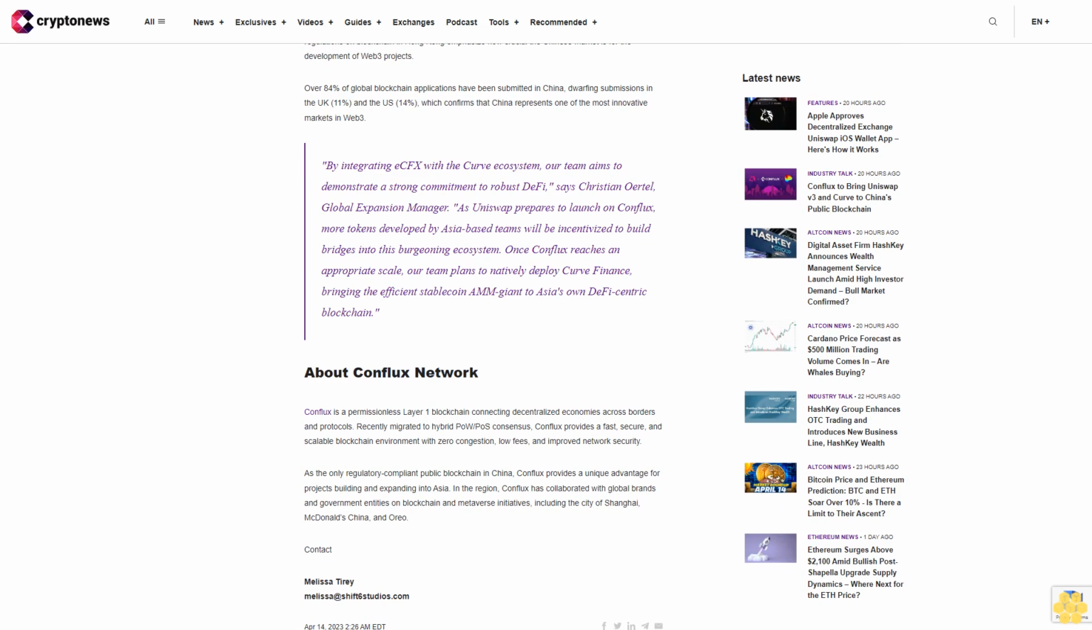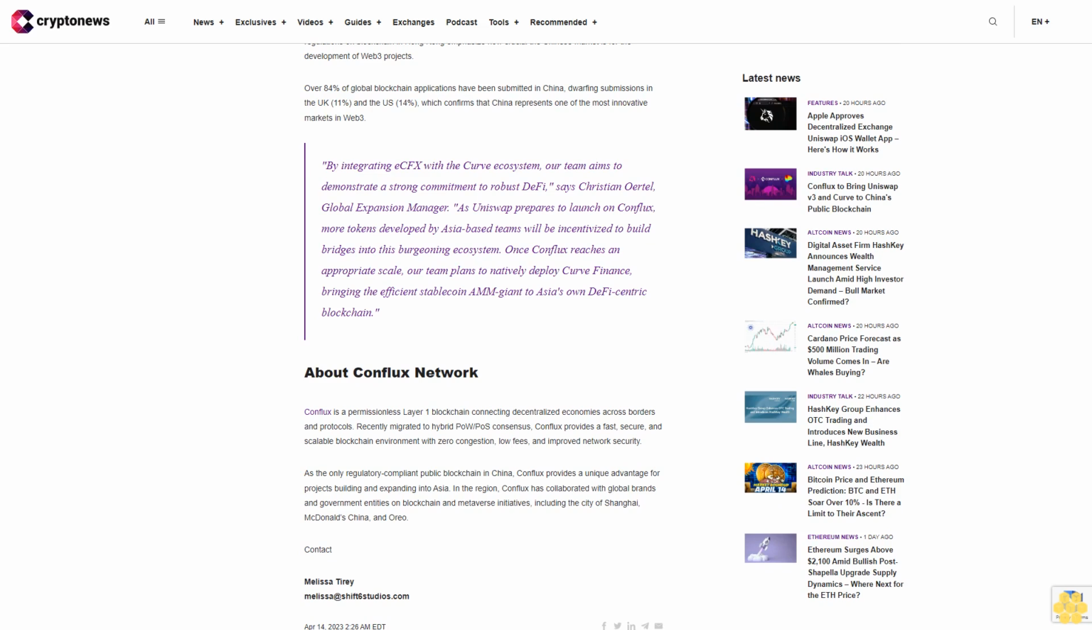"By integrating eCFX with the Curve ecosystem, our team aims to demonstrate a strong commitment to robust DeFi," says Christian Ordel, Global Expansion Manager. "As Uniswap prepares to launch on Conflux, more tokens developed by Asia-based teams will be incentivized to build bridges into this burgeoning ecosystem. Once Conflux reaches an appropriate scale, our team plans to natively deploy Curve Finance, bringing the efficient stablecoin AMM giant to Asia's own DeFi-centric blockchain."